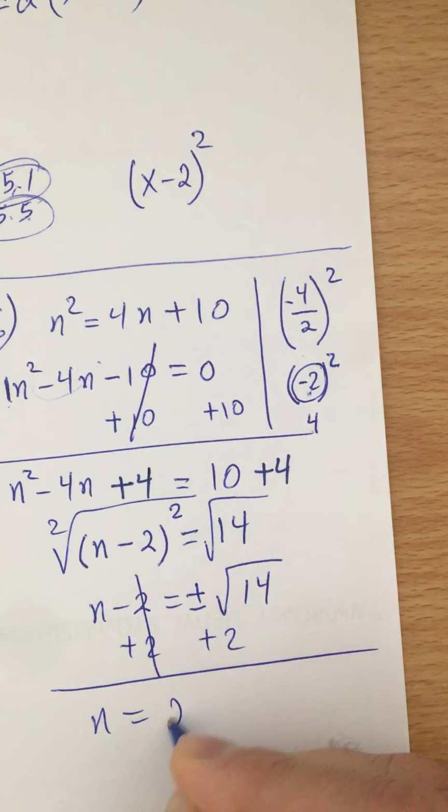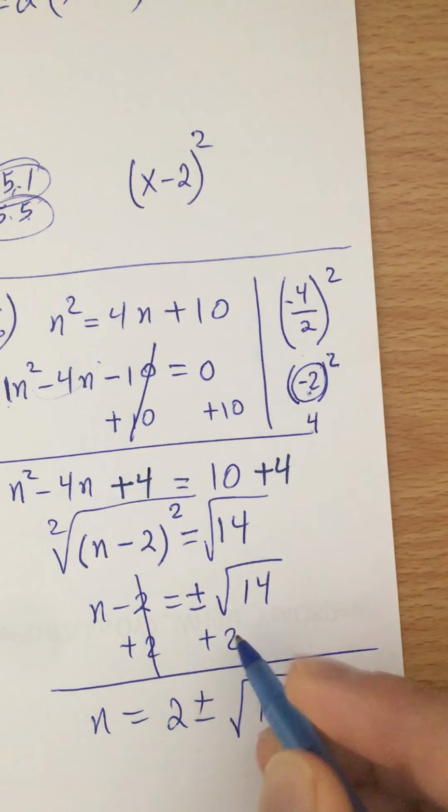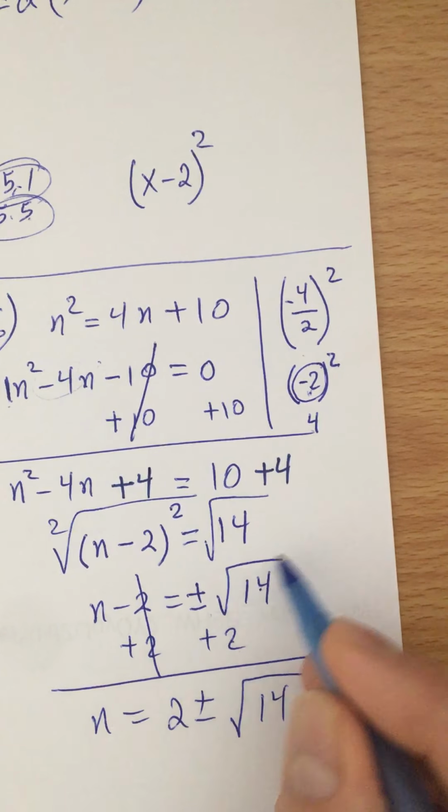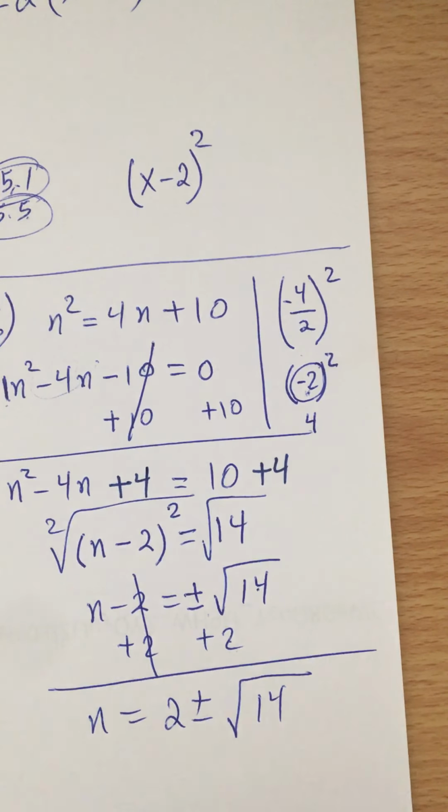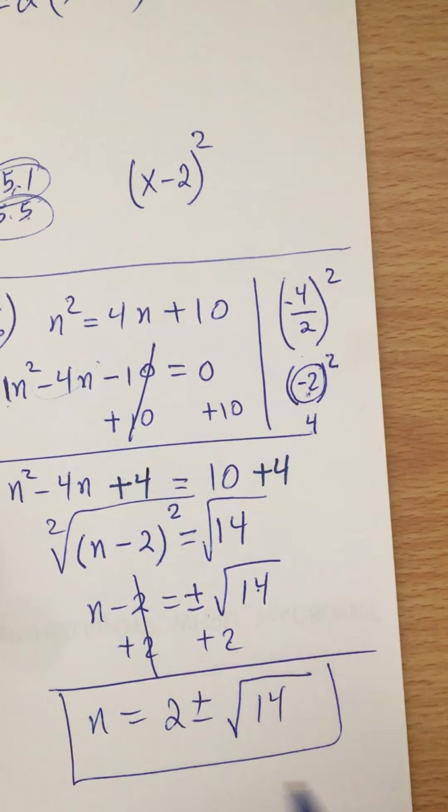So n equals 2 plus or minus the square root of 14. Now, I can't add 2 to 14 because 14 is under the square root. So here it is, my two solutions: 2 plus the square root of 14, 2 minus the square root of 14. This is a shorthand way of writing it. You can split the two solutions apart, but we still have two solutions. All right, so that was solving a quadratic equation by the method of completing the square.